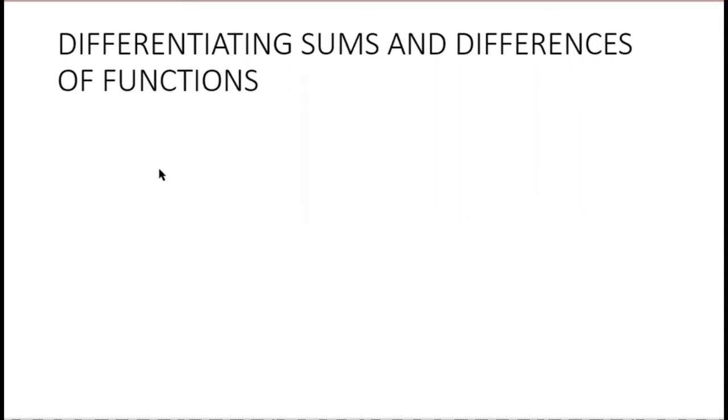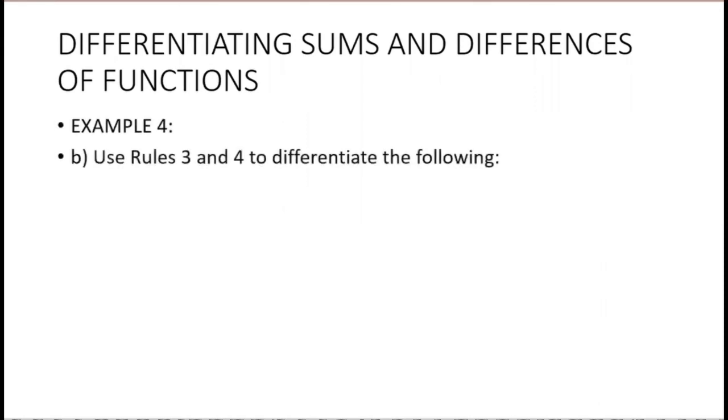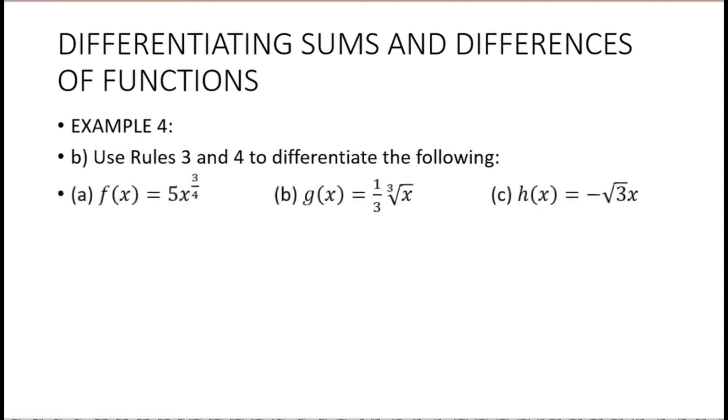Okay, again, continuation of differentiating sums and differences of functions. Example number 4, use rules number 3 and 4 to differentiate the following. Letter A, f of x equals to 5x raised to 3/4, and letter B, g of x equals to 1/3 cube root of x, and letter C, h of x equals to negative square root of 3x. Okay, so we are going to find the difference of the following. Let's start with first I, the f of x minus g of x.